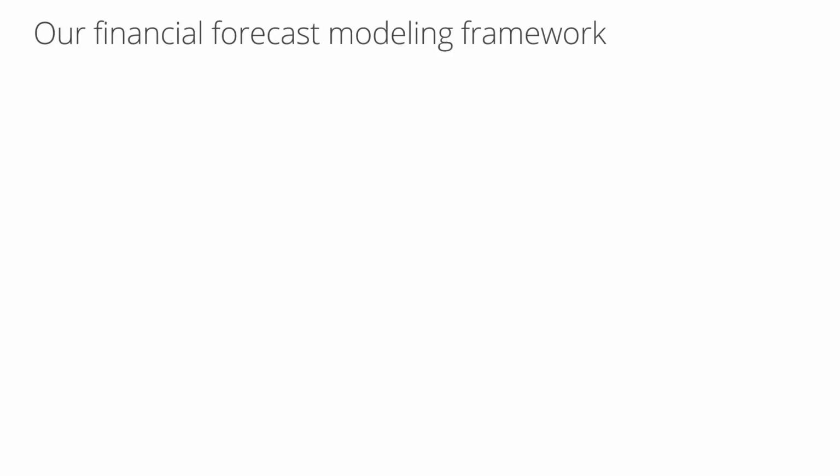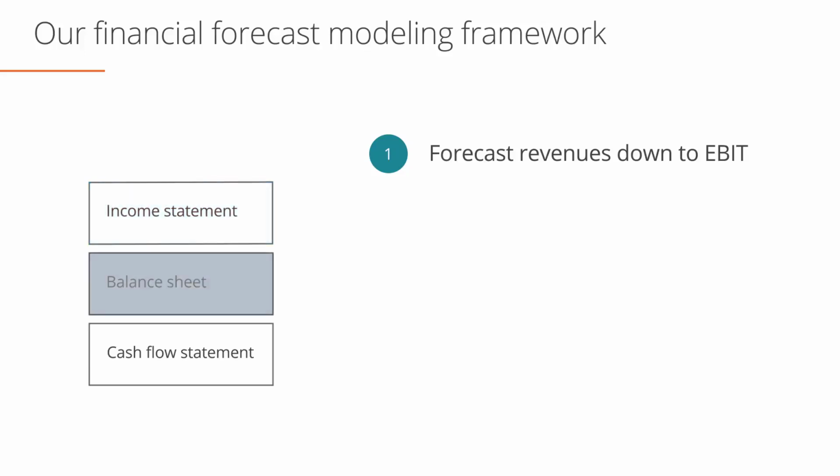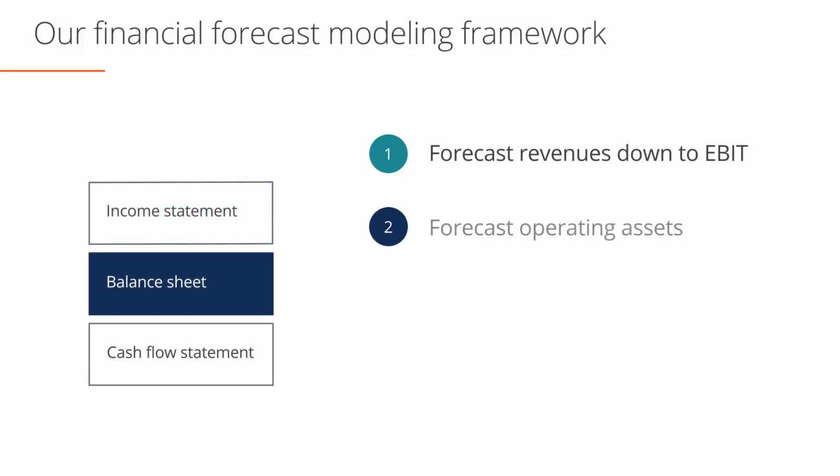To get started, let's return to the financial forecasting framework introduced in the last session. In the previous session, we worked on forecasting the income statement by forecasting revenues down to EBIT or operating profit. Now it's time to move to the balance sheet, where we'll explore how to model operating assets such as property, plant, and equipment, accounts receivable, inventories, and accounts payable.